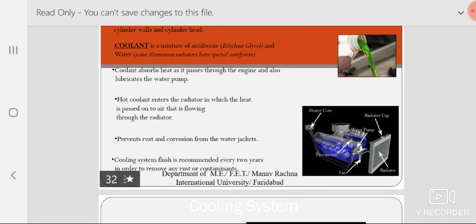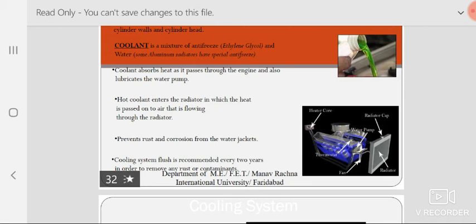Every engine manufacturer has a period. They will tell you the coolant is to be replaced after that many periods. That's why the servicing is there. You have a 6-month servicing, you have 1 year servicing. They replace the coolant at that time. That is the period during which the coolant gets rusted.